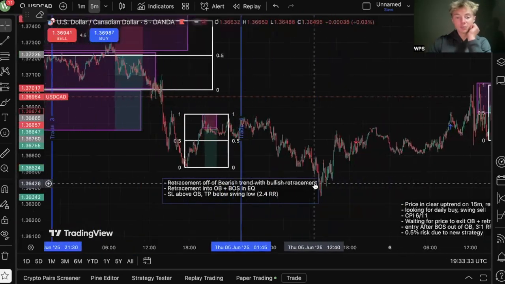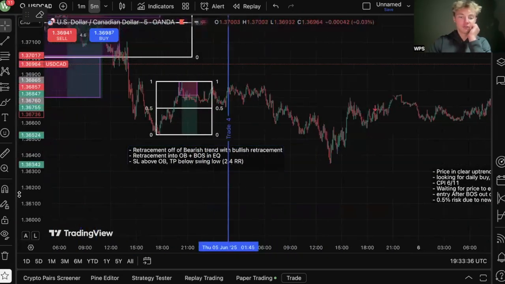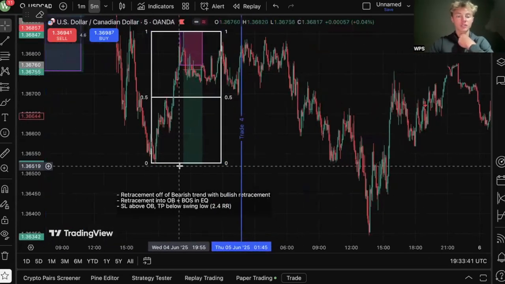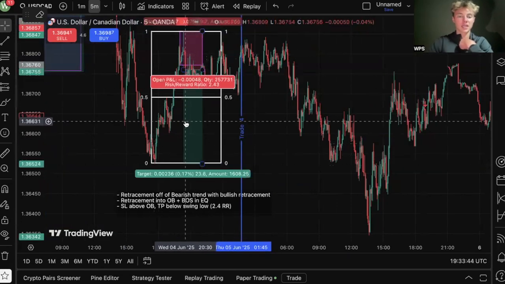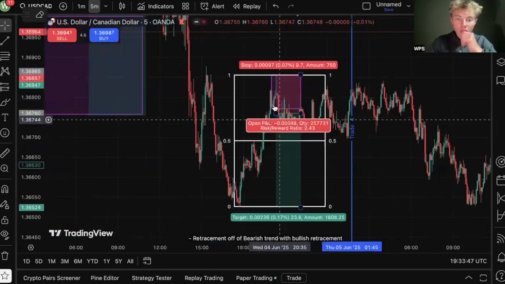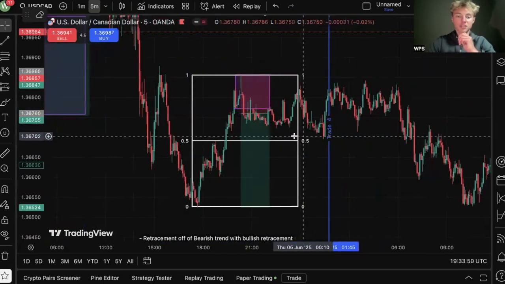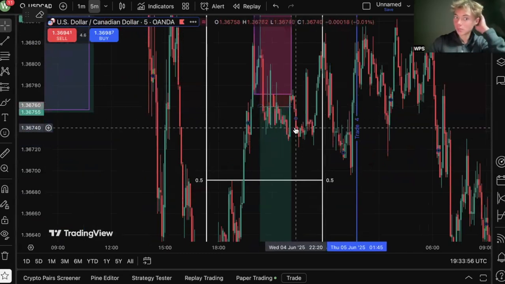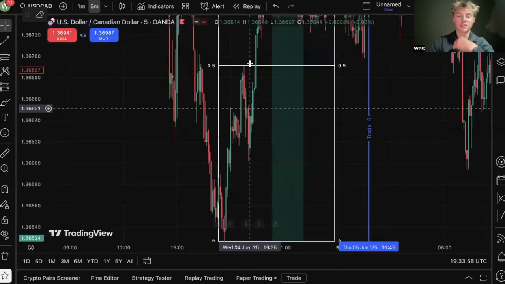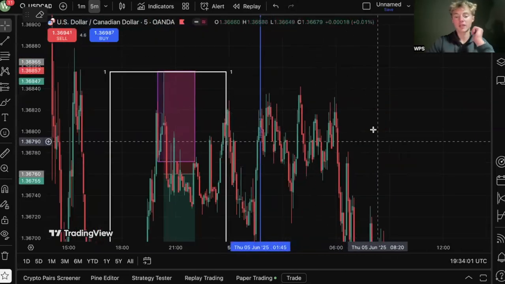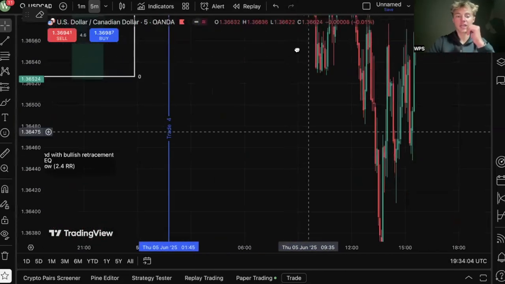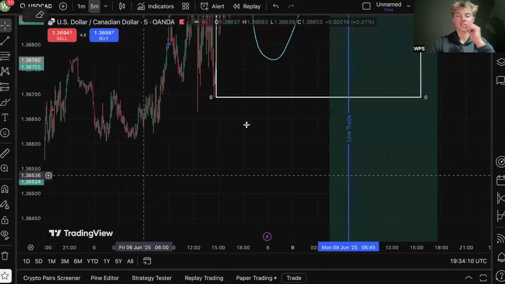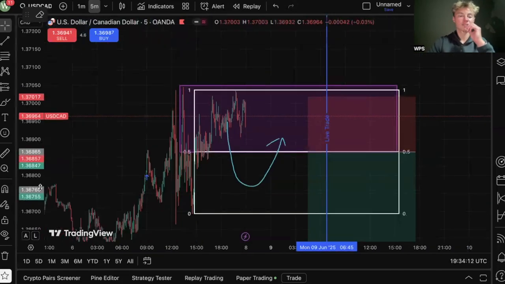Fourth trade is extremely similar, which is another bullish retracement off of a bearish trend. Price goes down into order blocks, retraces into order blocks and breaks structure. The good news is this is within equilibrium. So again, what I would do here is I would put my stop loss above here, take profit down here, and although I would spend a lot of time in the red, I would eventually hit take profit and much further than that actually. So overall, these four trades have led me to my live trade confluence.